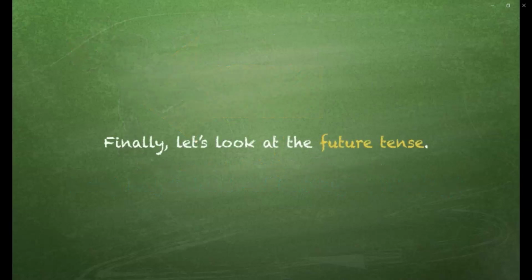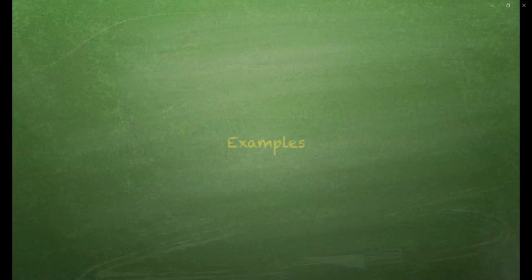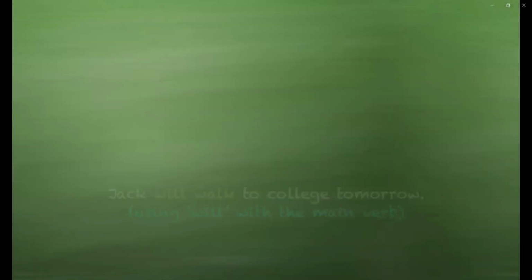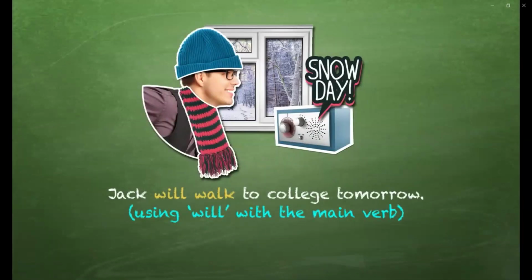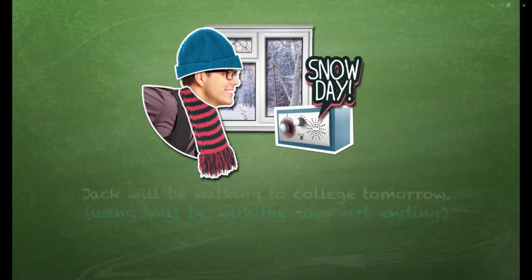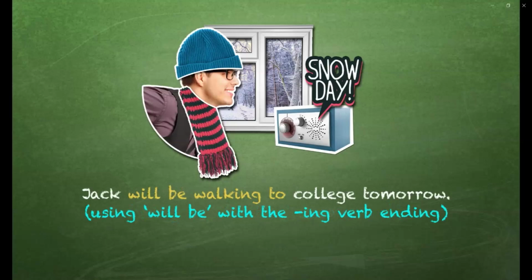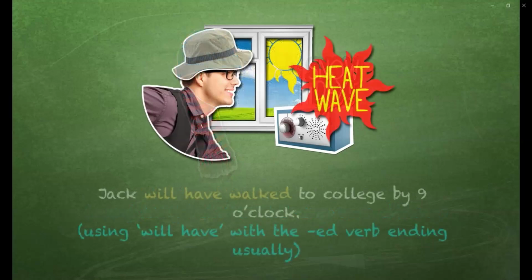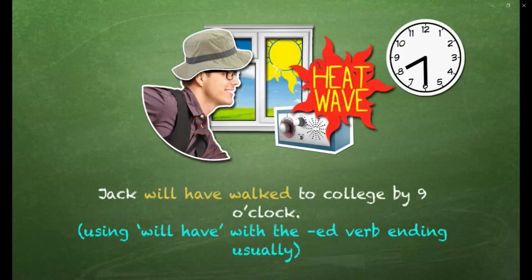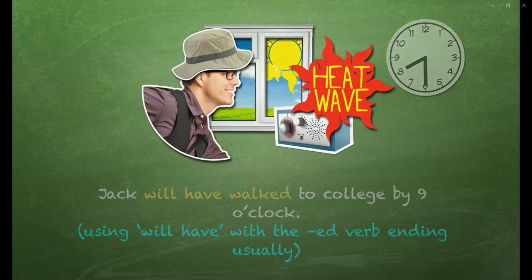Finally, let's look at the future tense. Examples. Jack will walk to college tomorrow. Using will with the main verb. Jack will be walking to college tomorrow. Using will be with the ing verb ending. Jack will have walked to college by 9 o'clock. Using will have with the ed verb ending usually.